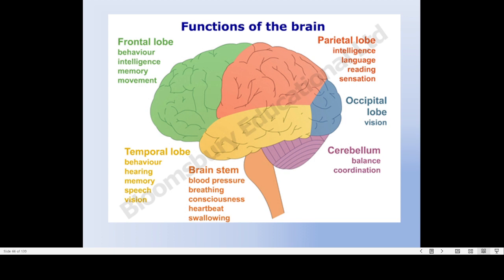Then the cerebellum is mainly a center for balance and coordination. Then the brain stem is very important. It has some higher centers and also important centers for maintaining blood pressure, the breathing center, consciousness, heartbeat and swallowing. Those are vital centers. You may call it a vital center. This is just a brief of the centers in the brain.